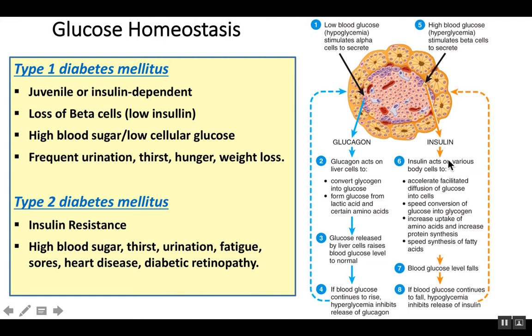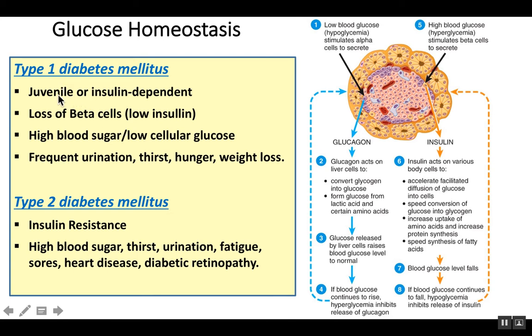Insulin targets a variety of body cells to take up glucose into the cell, convert it to glycogen, and possibly synthesize fatty acids from that glucose. Those functions will collectively lower the blood sugar levels. Now let's look at type 1 and type 2 diabetes.